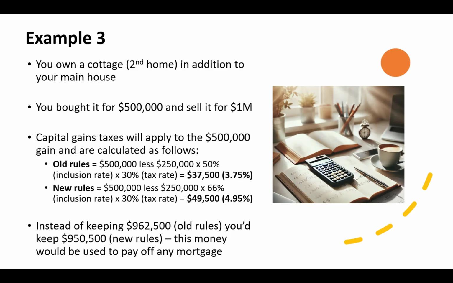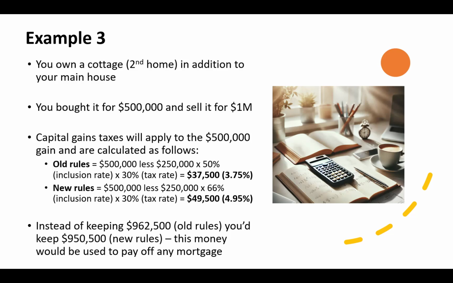That's largely, as you can see from the calculation there, because the exclusion rate has gone up to 2/3 rather than half, which it was before. I'm not going to get into details of tax calculations. That's not really relevant here. So instead of keeping 962,500 under the old rules, you'd keep 950,500 under the new rules, and then that money would be used to pay off any mortgage, which in this case doesn't include a reverse mortgage because you don't get reverse mortgages on second homes.